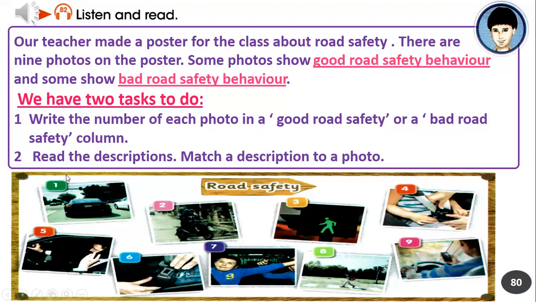Our teacher made a poster for the class about road safety. There are 9 photos on the poster. Some photos show good road safety behavior, and some show bad road safety behavior. We have 2 tasks to do. 1. Write the number of each photo in a good road safety or a bad road safety column. 2. Read the descriptions. Match a description to a photo.